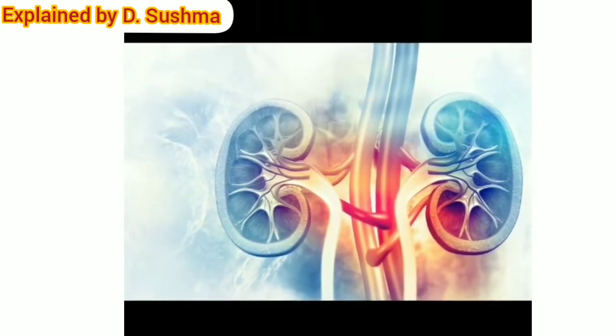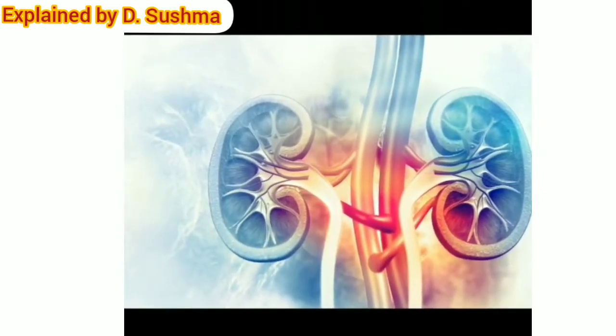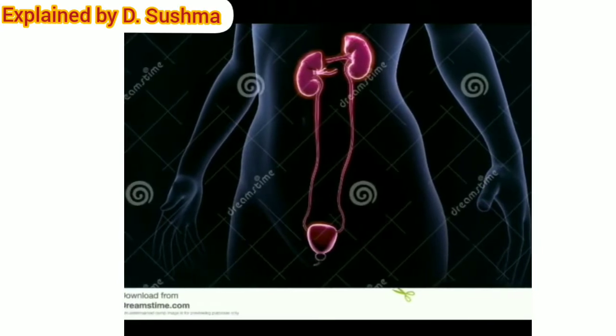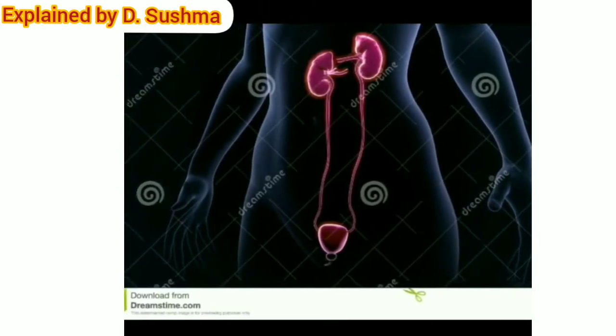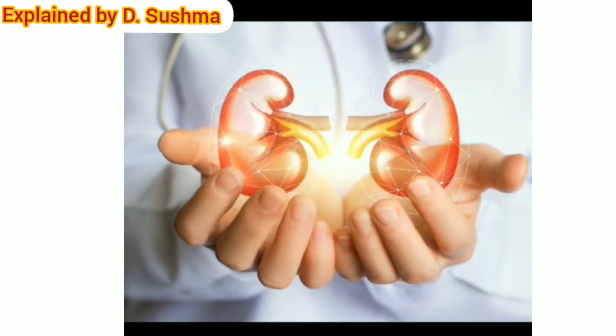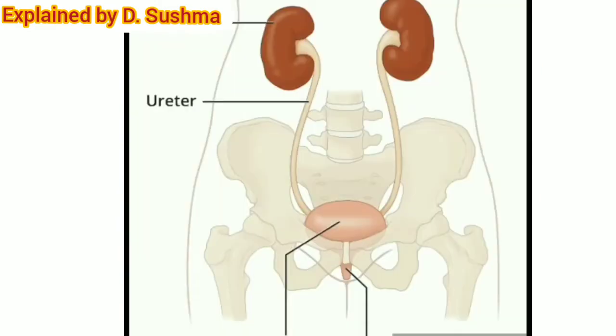They are located on the left and right in the retroperitoneal space. They receive blood from the renal arteries. Blood exits into the renal veins. Each kidney is attached to a ureter, a tube that carries excreted urine to the bladder.